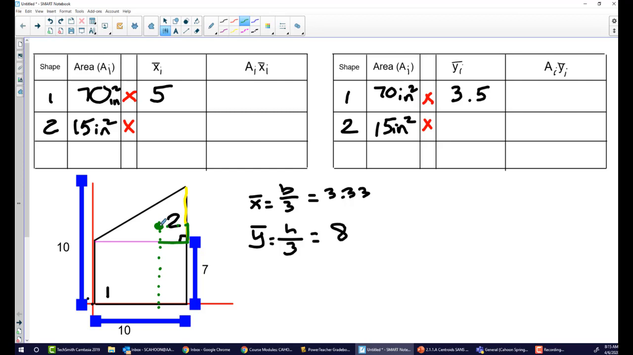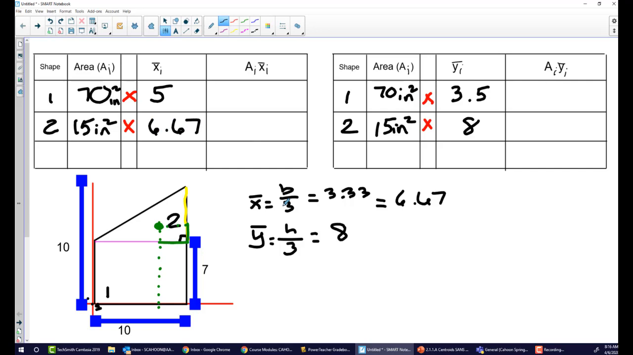Okay, so if our centroid is here, what is the actual x coordinate? So the x coordinate would be 10 minus 3.3, so 6.67, right? So from here to here would be 6.67, and from here to here would be 7 plus 1, 8. Okay, so that's still 8. So we're going to do 8, and here we're going to do 6.67.